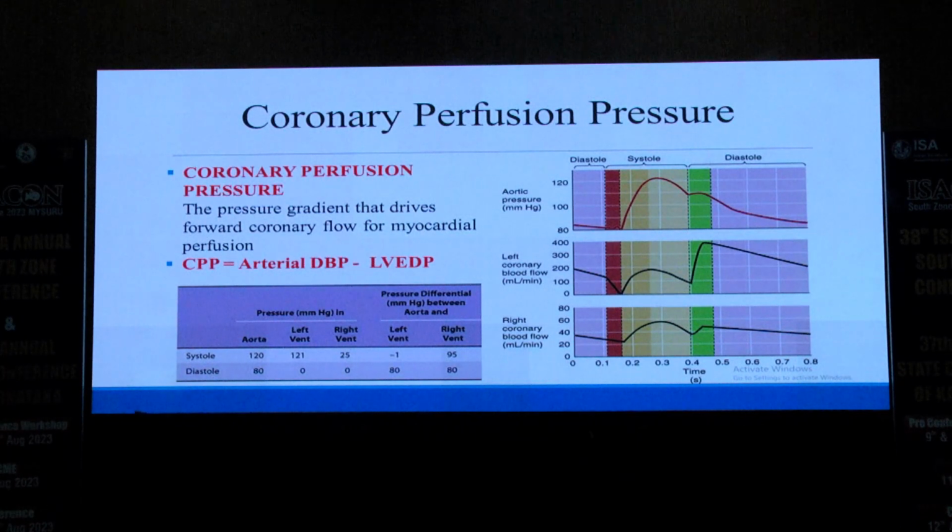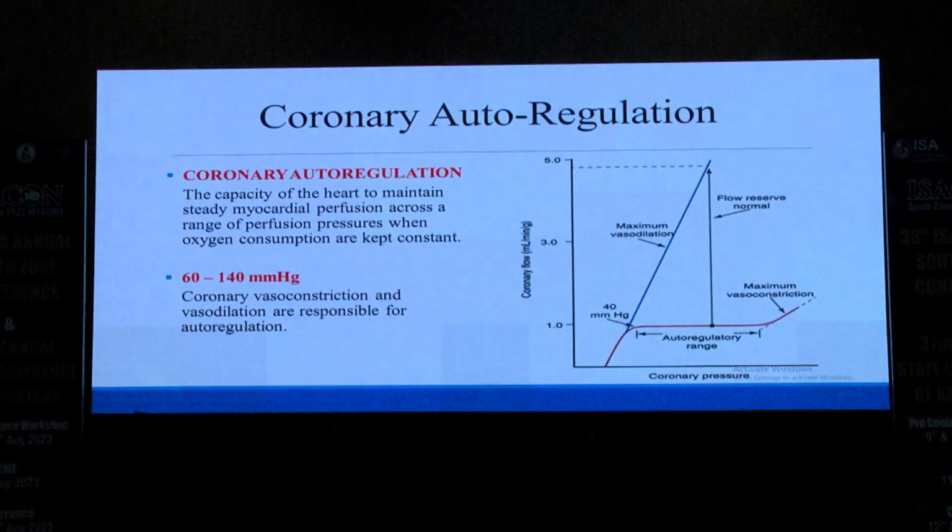From the table, we know that the systolic pressure in the aorta is 120, while it is 121 in the left ventricle, whereas the diastolic pressure in the aorta is 80 and 0 in the left ventricle. From the formula, the pressure difference is around -1 in systole and 80 in diastole, which indicates that most of the blood flow to the left ventricle occurs during diastole.